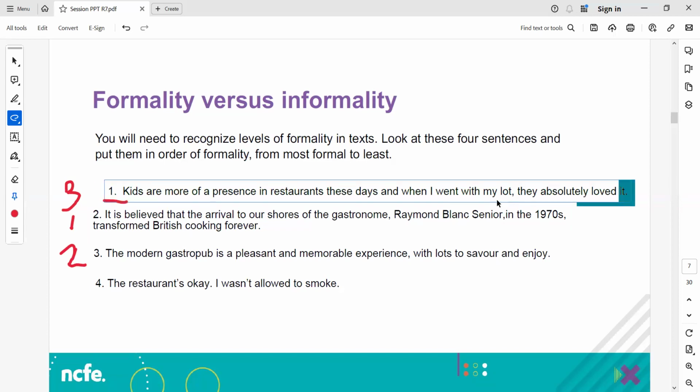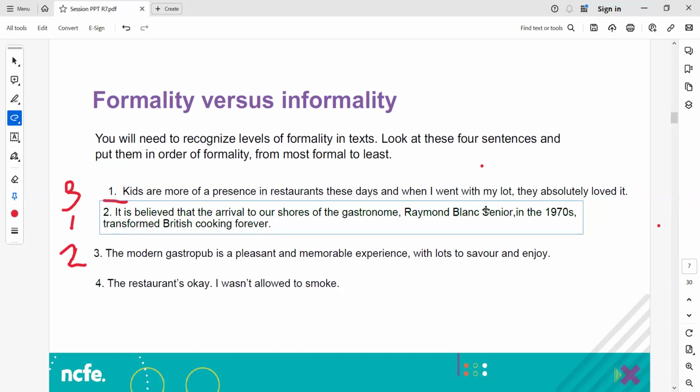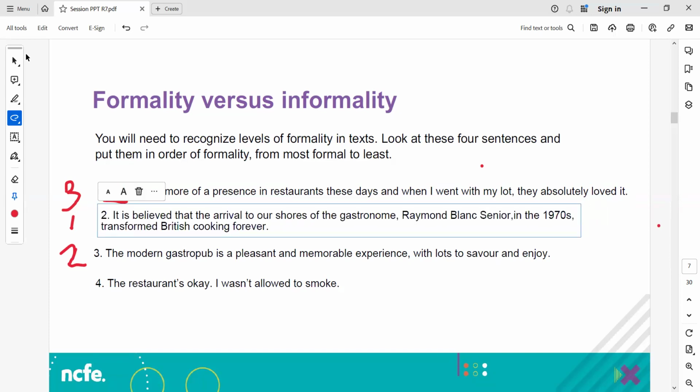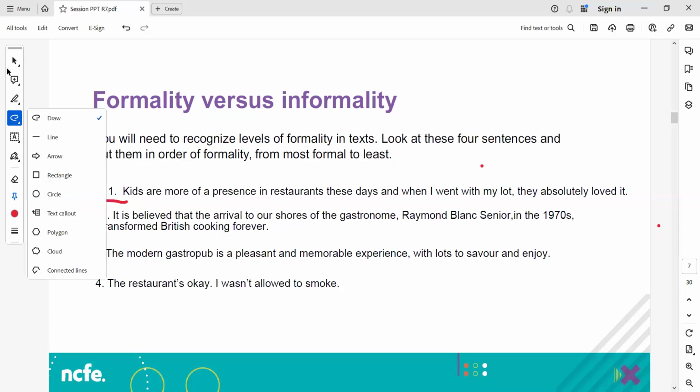Oh, sorry. Not sure what's happened there. Trying to underline it, but it's not really working.